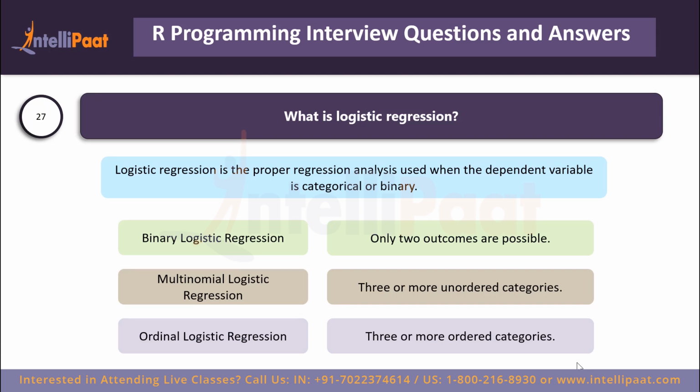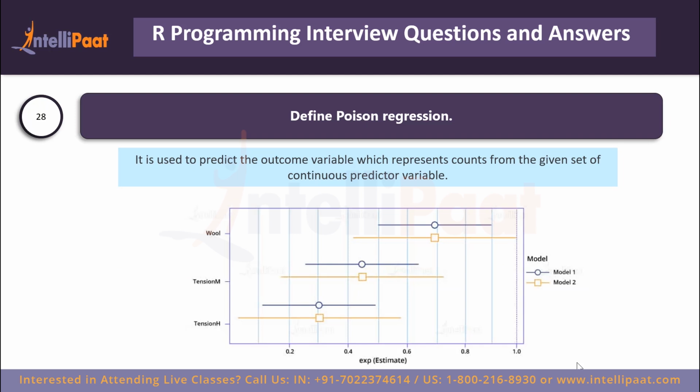Now, let us move on to the next question. Define Poisson regression. It is used to predict the outcome variable which represents counts from the given set of continuous predictor variables. Poisson regression assumes the response variable y has a Poisson distribution and assumes the logarithm of its expected value can be modeled by a linear combination of unknown parameters. A Poisson regression model is sometimes known as a log linear model, especially when used to model contingency tables.